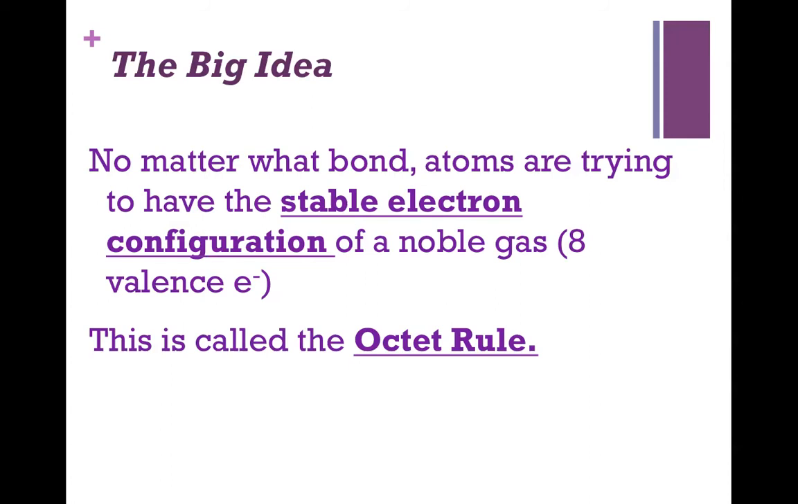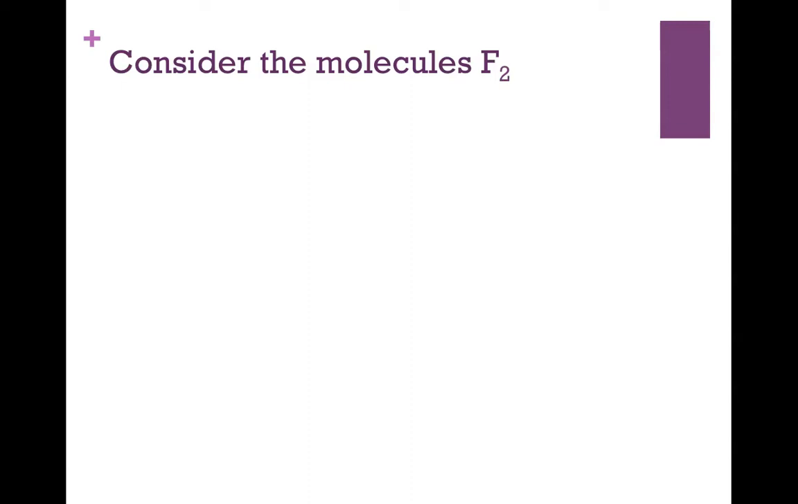So here's the big idea in all of this. No matter what bond you're talking about, atoms are always trying to get to the stable electron configuration of a noble gas, which, if you remember, all noble gases have 8 valence electrons, with the exception of helium, which gets away with 2, but that's because he's special. So this is called the octet rule, that all atoms in the universe are trying to get to this magic number 8, hence the oct part of octet. And that's because it is more stable, it has lower energy, and electrons and atoms like lower energy because they're lazy.